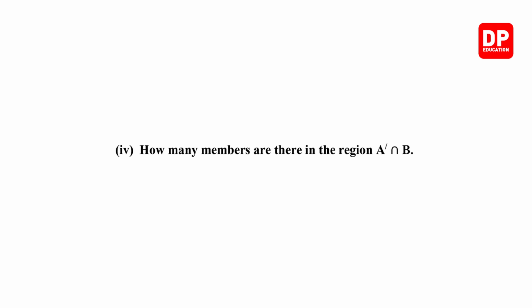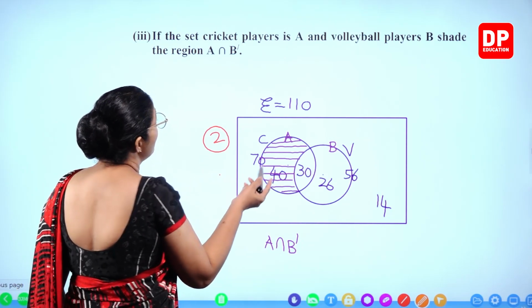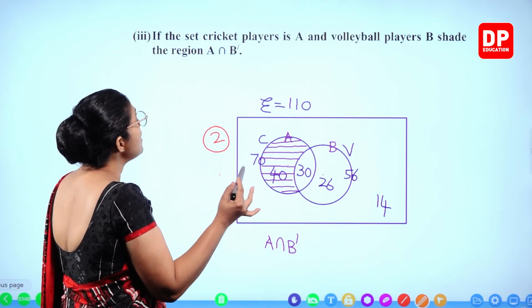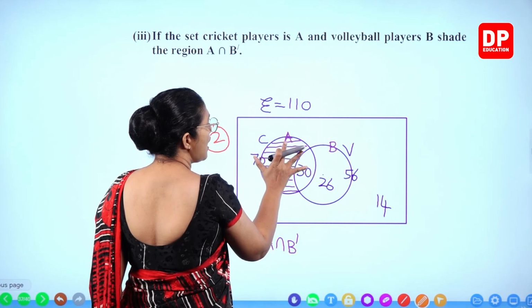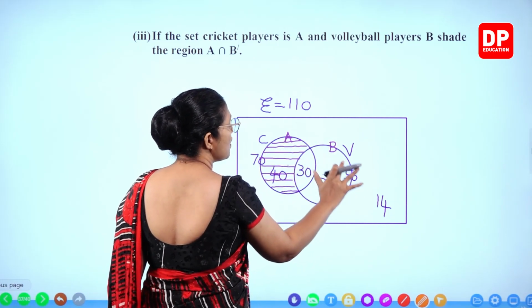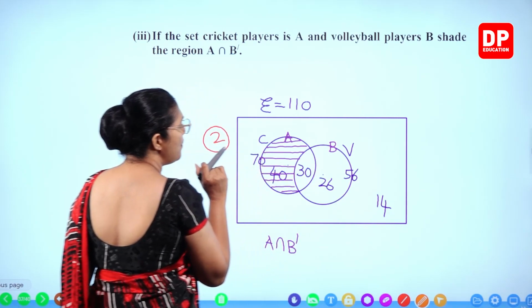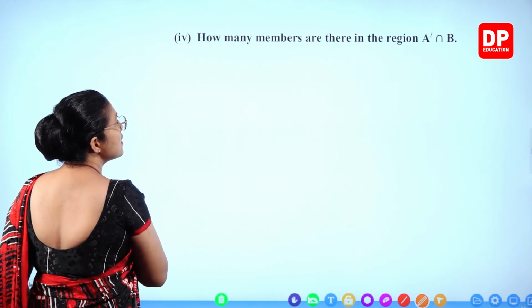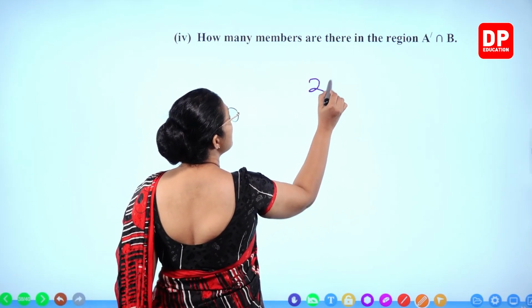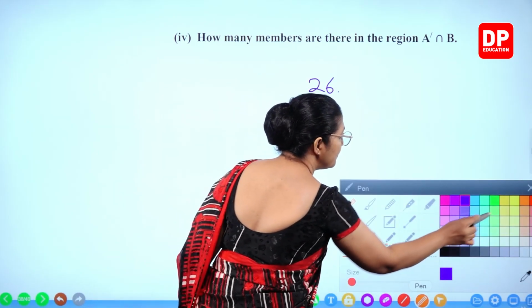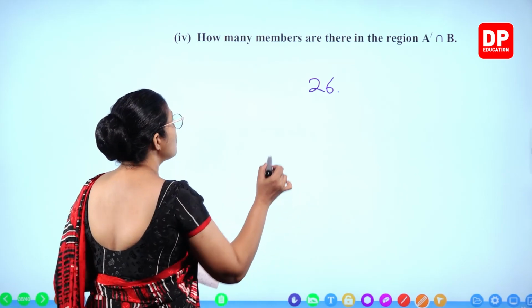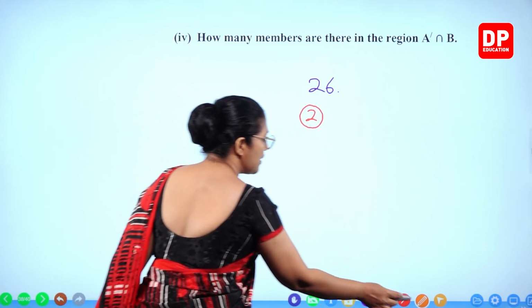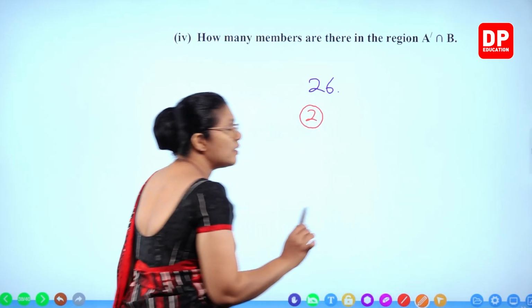How many members are there in the region A dash intersection B? Is that the same region? No. Now they are asking the other way around. A dash intersection B. What is that region? A dash means outside A but inside B. So this part now. So what's the number? It's 26. So A dash intersection B has 26 members. So you get 2 marks for that as well. So altogether we gave 10 marks for the whole question.